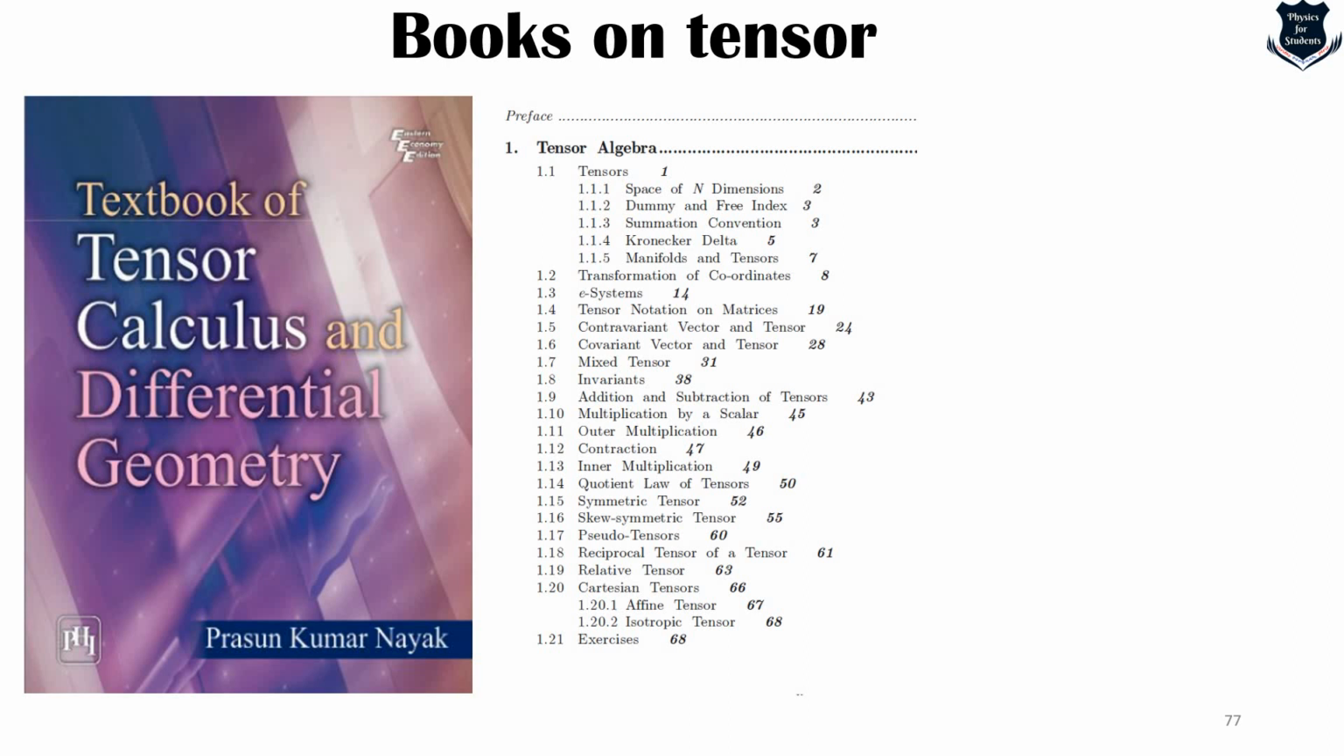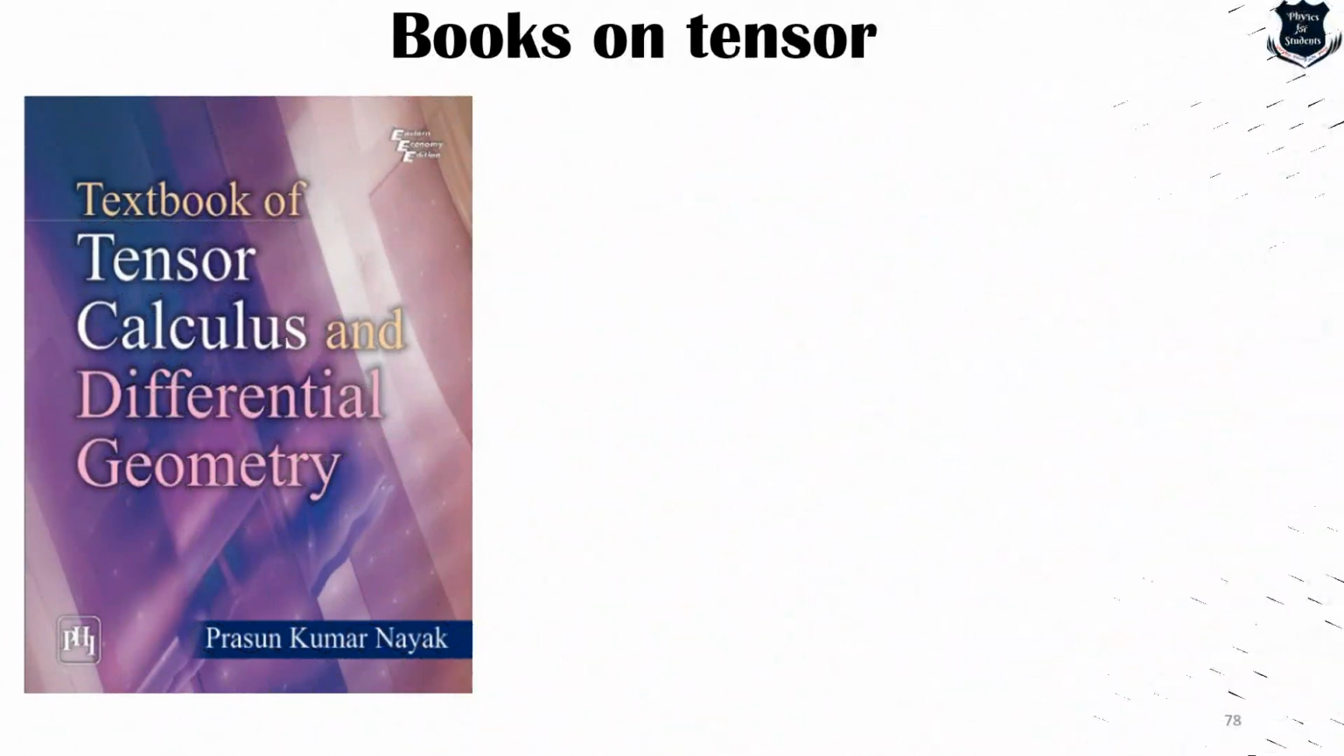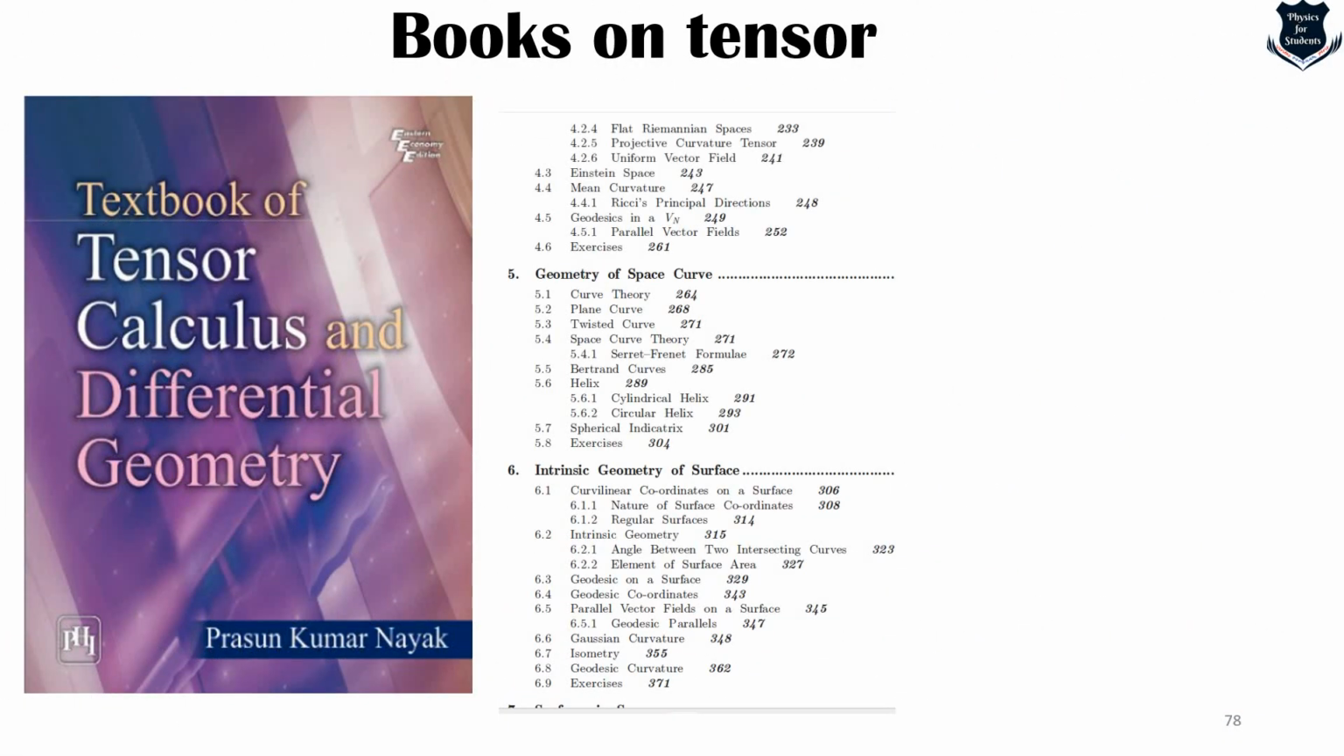So tensor algebra starts with addition, subtraction, contraction, etc. So it gives the operation part. Then you see the Riemannian metric. That means, again, differential geometry. So the line element, then the Christoffel symbols, and most importantly, the covariant differentiation, curl, gradient, everything is being covered. So it is going hand in hand with differential geometry also.